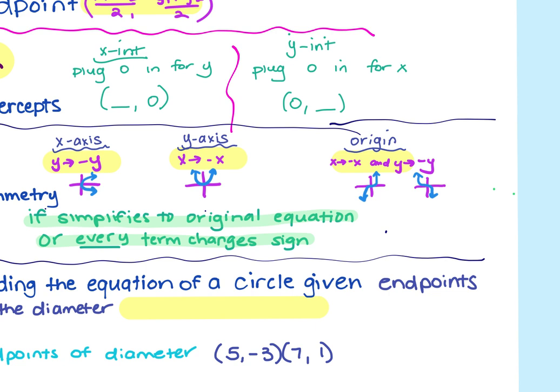Now you can have origin by itself. You can have x-axis by itself. You could have y-axis by itself. If you have both x and y, you automatically have origin.